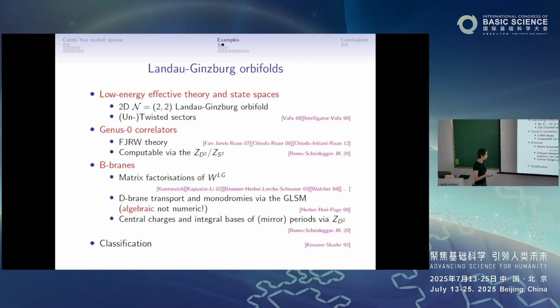Yeah, and also before Kreuzer and Skarke classified polytopes, they classified polynomials. So the Landau-Ginzburg orbifold models are actually also fully classified. So this is the best we can have. So let's go to something which is not as good, please.